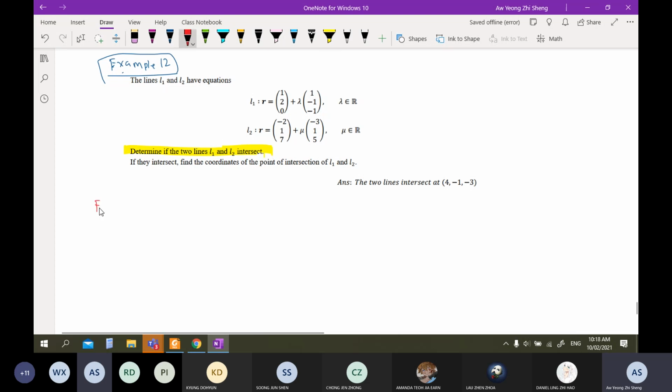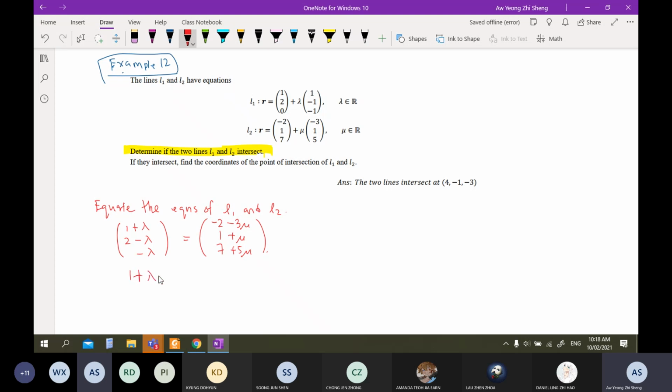First step, equate the equations of L1 and L2. Just combine the two brackets together, you have 1, 2, 0 plus 1 lambda minus 1 lambda minus 1 lambda is equals to minus 217 minus 3 mu plus 1 mu plus 5 mu. Then you form three equations.